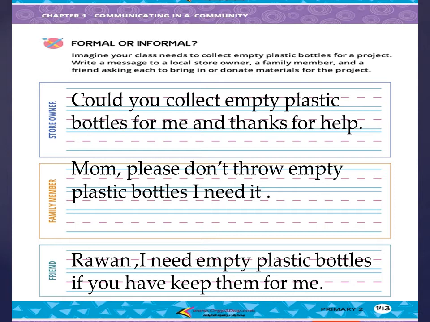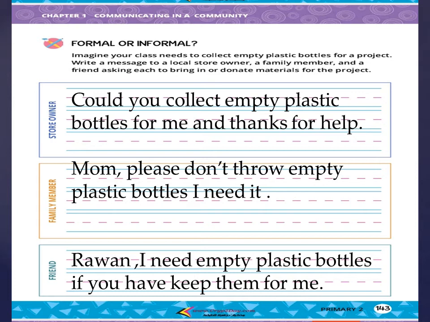طيب فكرنا في 3 حاجات. احنا عايزين نكتب مسج لستور اونر صاحب محل، family member اي حد من الفاميلي ممبر عندنا سواء مام او داد علشان ان هو ما يرميش البلاستيك بوتلز بعد ما يستخدمها. Number 3 ان انا بكتب مسج to my friend برضو علشان لو هو عنده empty plastic bottles برضو ان هو يشيلها لي عشان انا بحتاجها في حاجة ضروري. اوكي دلوقتي عايزين نشوف ازاي المسج ديت هنقدر ان احنا نكتب فيها بطريقة formal or informal.